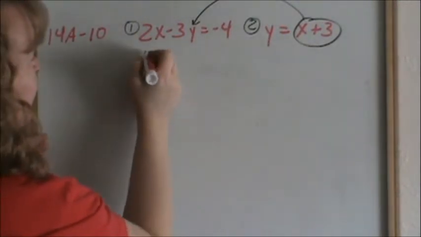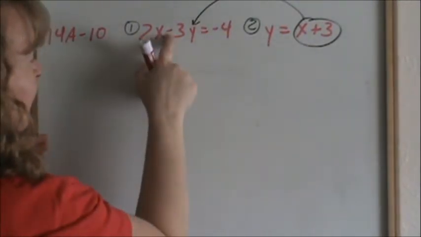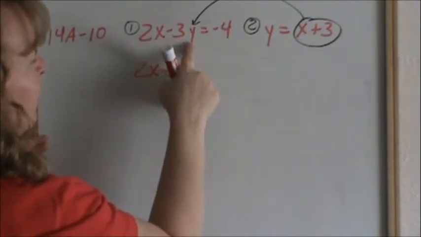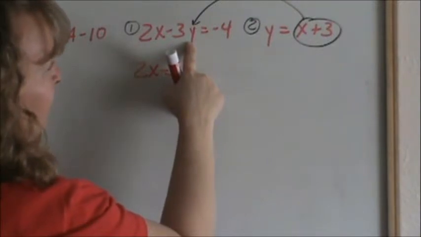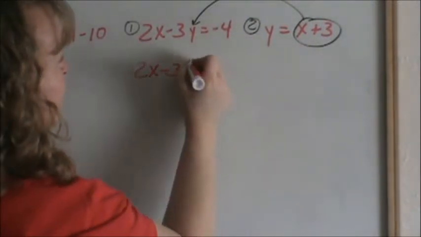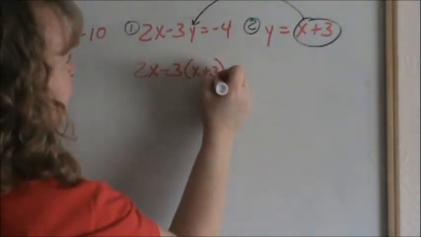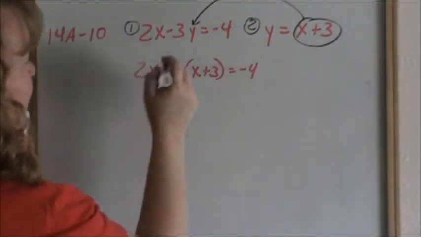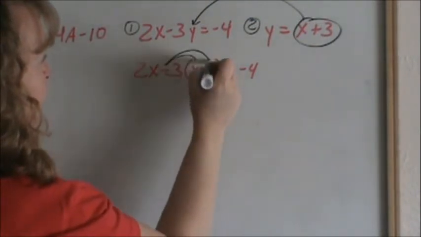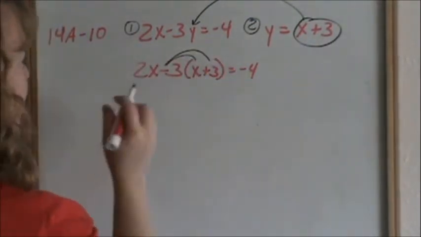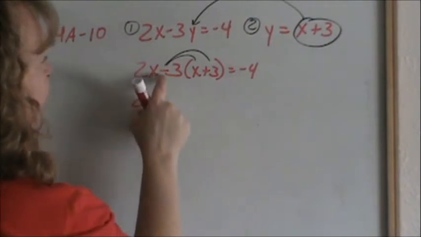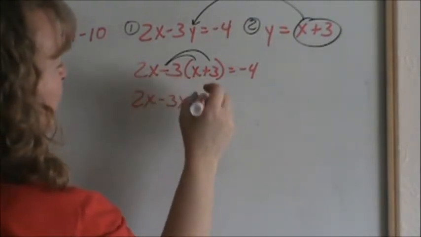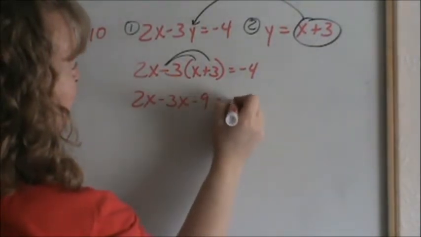So now substituting in, we still have our 2x, leave the subtraction sign, minus 3, that stays, times y. Y is x plus 3, so put that in parentheses, equals negative 4. The key thing again here is to distribute this negative 3 to everything. Distribute that negative. 2x, negative times a positive, negative 3x. A negative times a positive, negative 9.